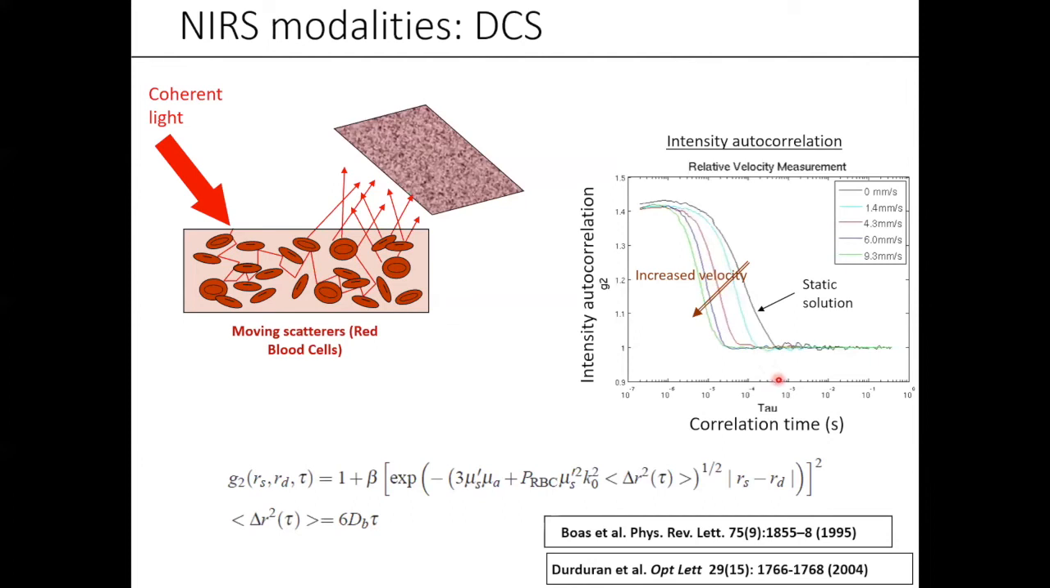Now, if we look at the 10 to the minus 3 millisecond, the correlation goes down to the baseline. So therefore, the light intensity is basically random over intervals of a millisecond. And then it transitions in between. So the transition actually gives us information about the amount of motion and hence about blood flow.